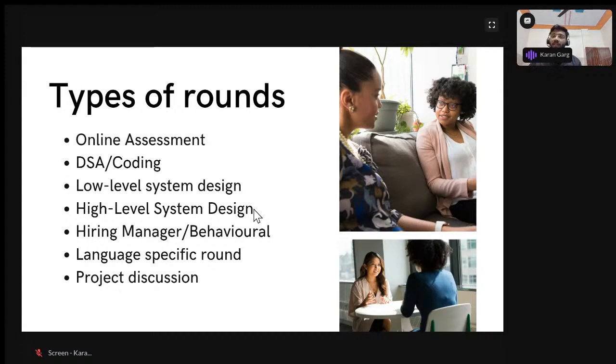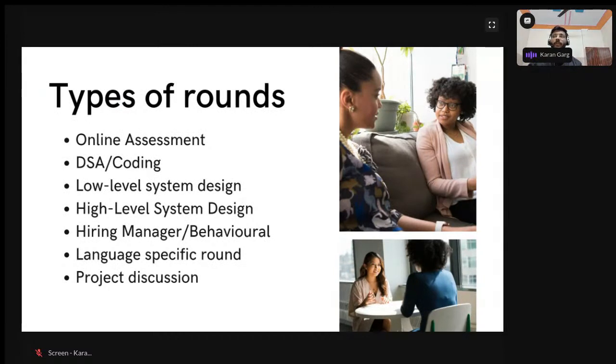Then the second thing is DSA coding. DSA coding is basically the data structure, algorithm and coding part. It is a problem solving round where you will be given a problem and you have to solve that using data structures and different algorithms that are there. So this round is basically to judge you on the basis of your problem solving skills. And we will go through all these rounds one by one in some time. We'll go into details of each and every round one by one, so you don't have to worry about that.